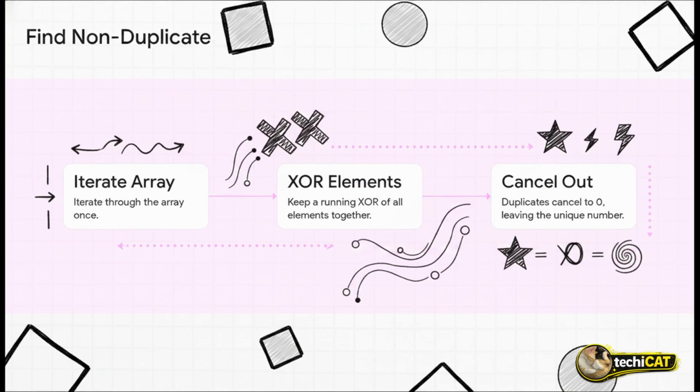But here is the incredibly elegant O(1) space solution. Step 1, just iterate through the array once. Step 2, keep a running XOR of all the elements together. Step 3, because order literally doesn't matter with XOR, every single pair of duplicate numbers will eventually XOR against each other. And remember our rule? They cancel each other out to 0. And a 0 XORed with any number is just that number. So by the end of the loop, all the pairs have vanished into thin air, leaving only the unique number standing. It feels like pure magic, but it's 100% grounded in logic.